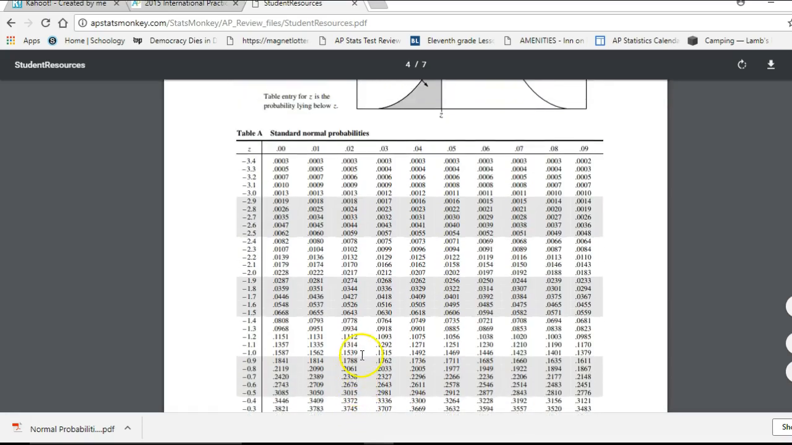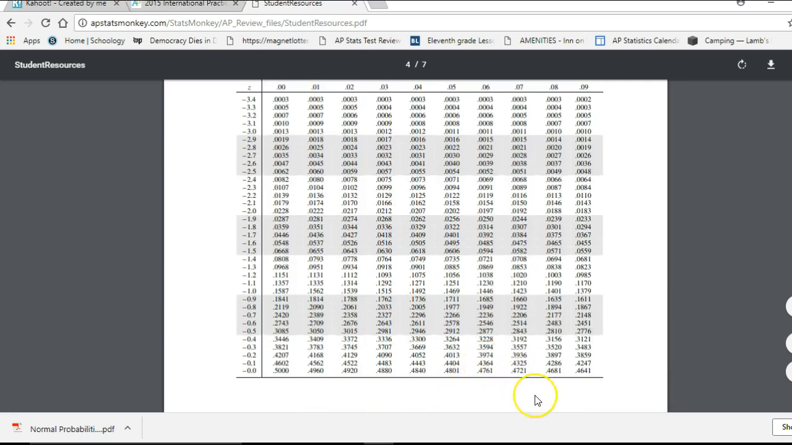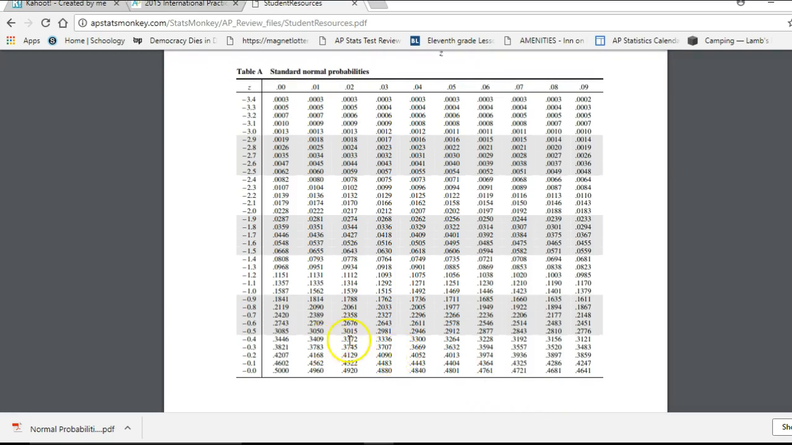So I need to look for the decimal that is closest to 0.3. So I want everyone to look at their chart right now. Remember, you're not looking for a z-score, you're looking in the middle for the closest decimal to 0.3. And I spotted it. Did you guys spot it yet? I spotted it right here at 0.3015.